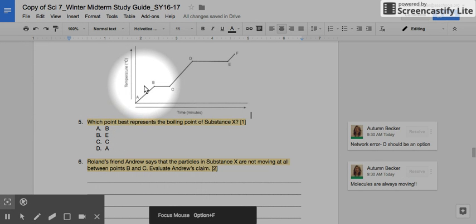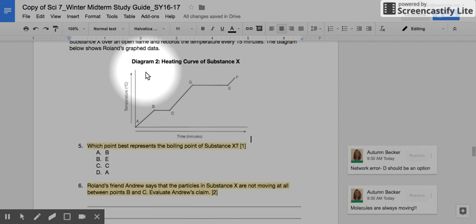All right, so as I was referencing before, you're looking at a heating curve here, and it's asking you which letter best represents the boiling point of substance X. I've said that your boiling point is the temperature something reaches before it goes through the phase change evaporation. So you have to understand, number one, what am I looking at in terms of my plateaus? What am I looking at in terms of my slopes?